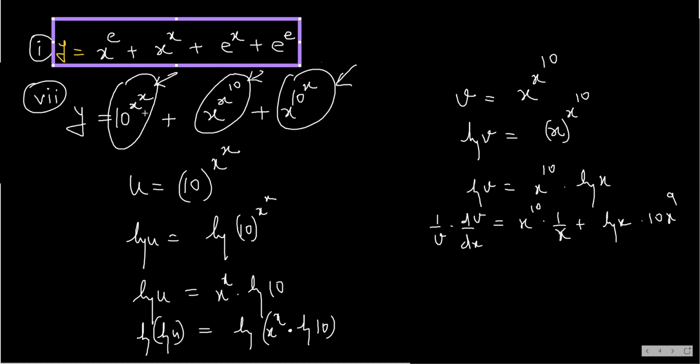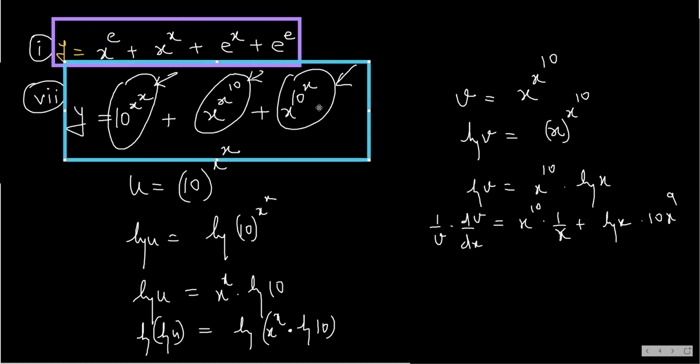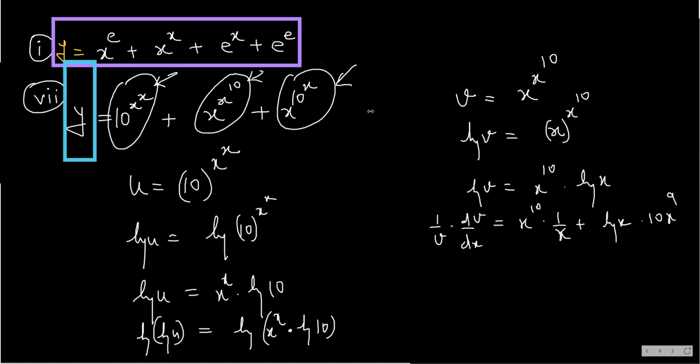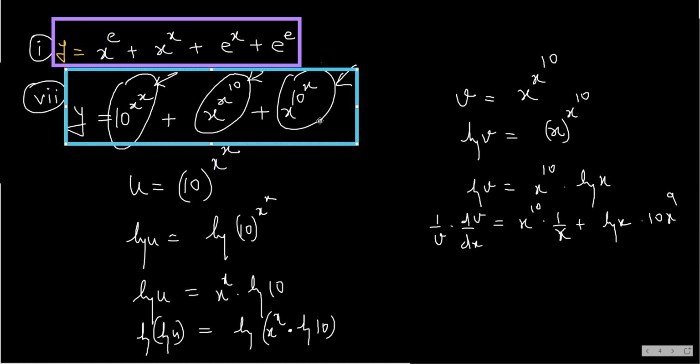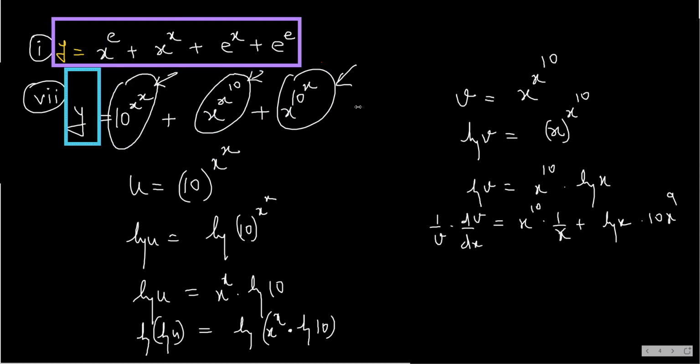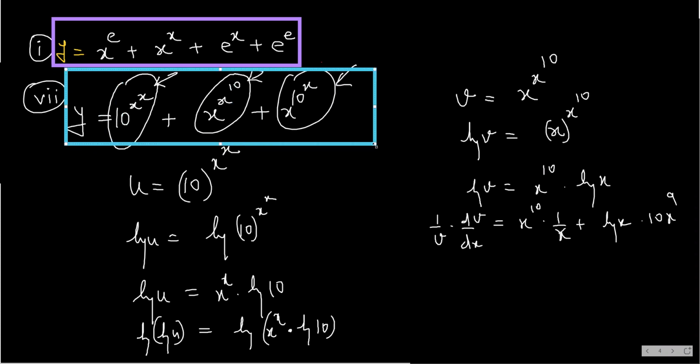Even in this one, what do you notice? You notice that on this side you have only y, and all those terms in x are on the right hand side. So whenever you see any function given in the form y equal to f of x, it is an explicit function being defined.